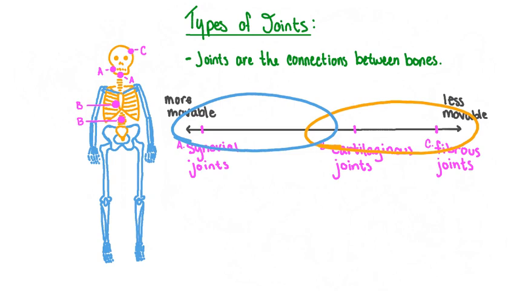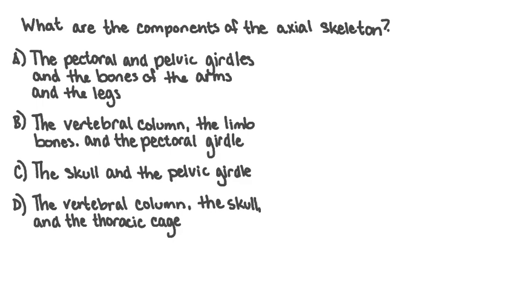Now that we've learned about the anatomy of the axial skeleton as well as the types of joints we find between these bones, let's try a practice question. What are the components of the axial skeleton? A. The pectoral and pelvic girdles and the bones of the arms and the legs. B. The vertebral column, the limb bones, and the pectoral girdle. C. The skull and the pelvic girdle. Or D. The vertebral column, the skull, and the thoracic cage.